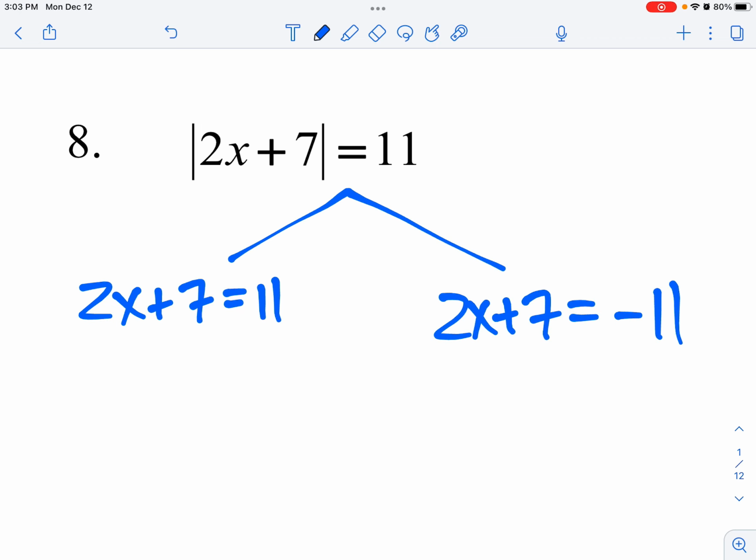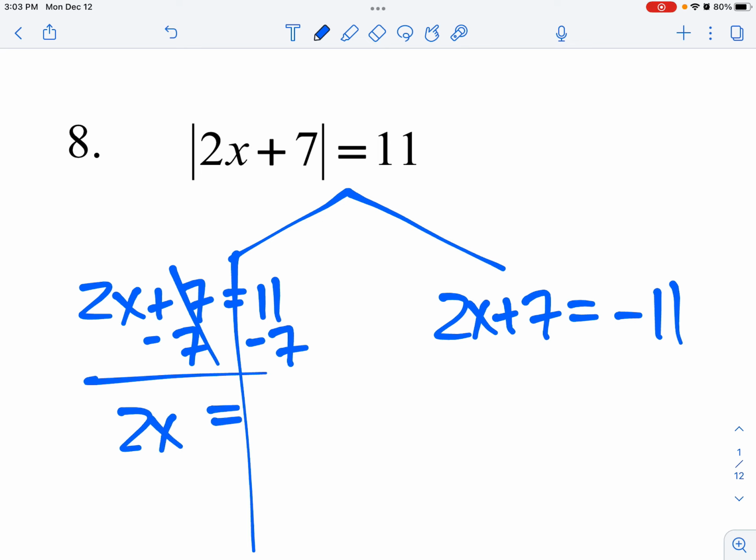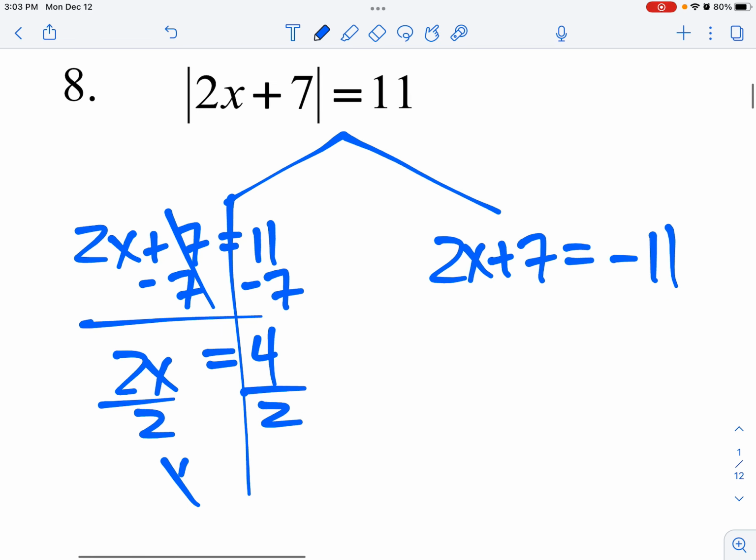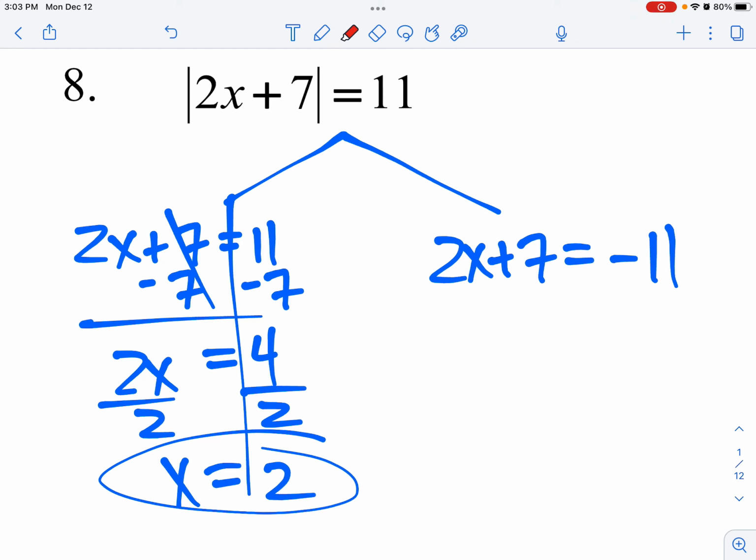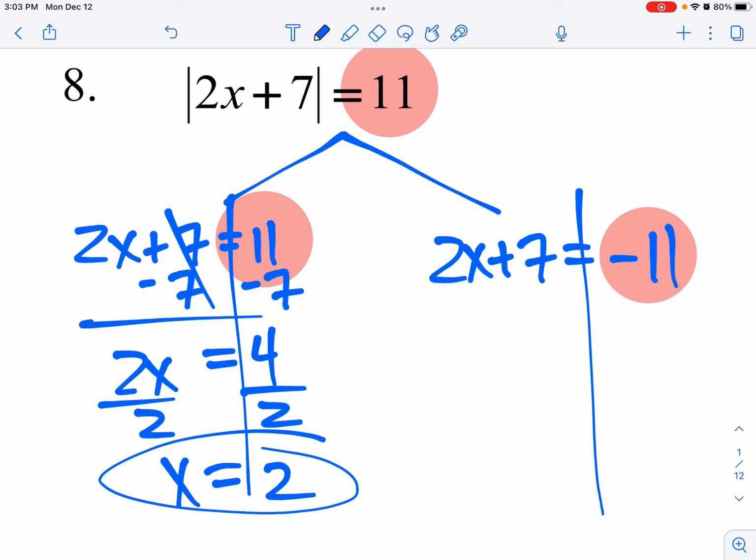We will put one of these on our note card or our note sheet for the final. But now I just have to solve both of these equations. So I'm going to minus 7 from both sides to get the x by itself. 11 minus 7 is 4. Divide both sides by 2. There's one of my answers. So just remember, for these problems, you're going to split that 11 and write negative 11. And everything else stays exactly the same. That's going to give you 2 different answers.